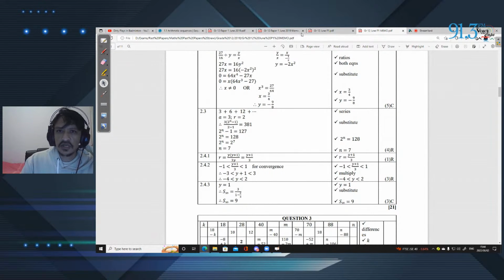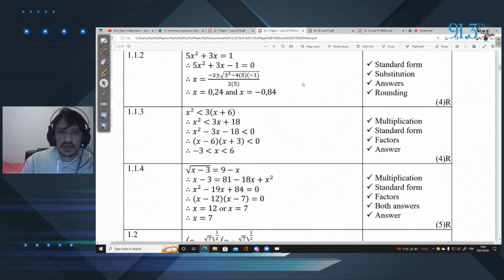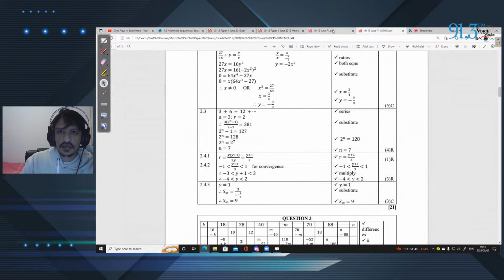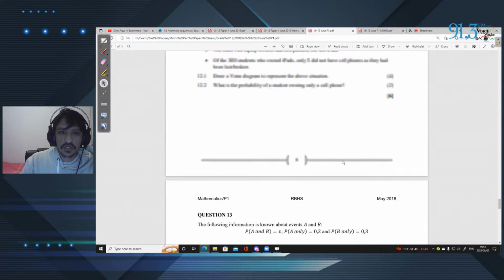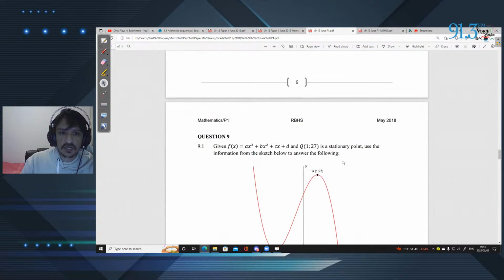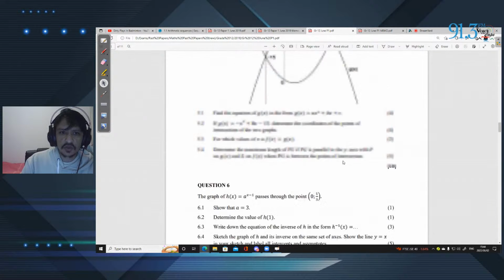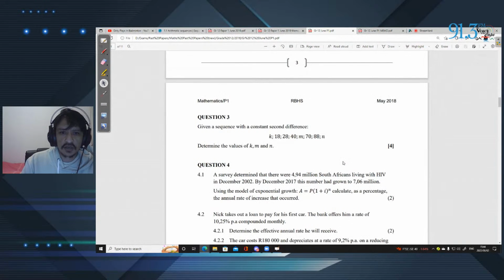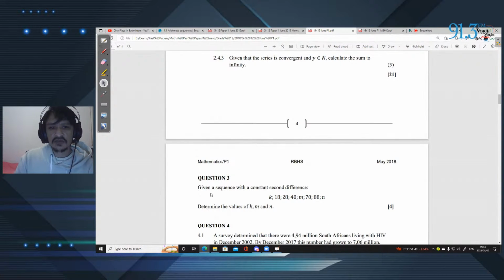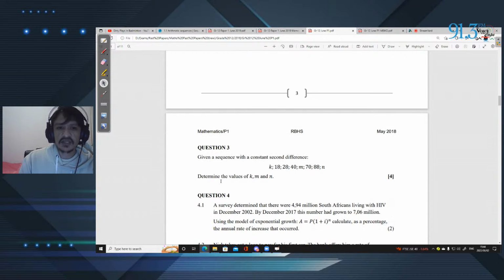Okay, so let's quickly go back here. And there is another question, question 3, which also involves sequences and series. I believe this one involves a quadratic sequence. Let me just double check. Okay, so here we go. They say, given a sequence with a constant second difference, so they tell us it has a constant second difference, so therefore we know it's a quadratic sequence. K, 18, 28, 40, M, 78, 8, and N. That's the sequence they give us. And they say determine the values of K, M, and N.